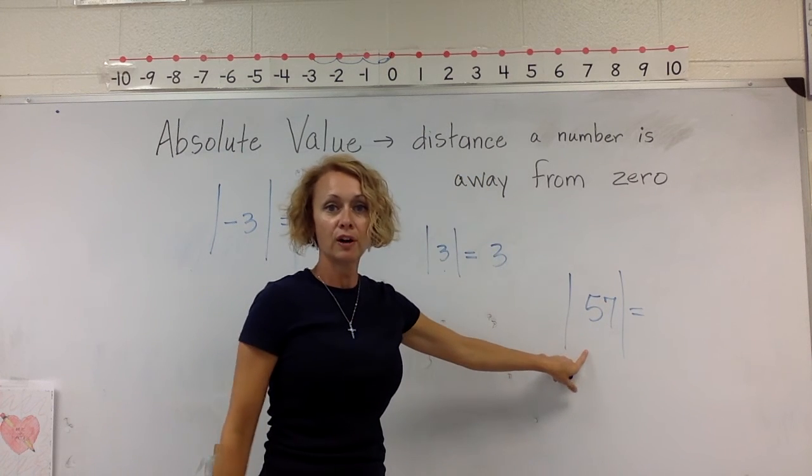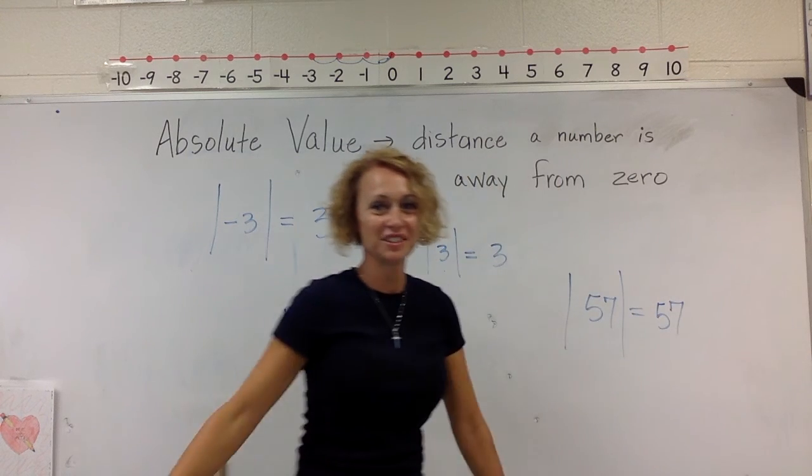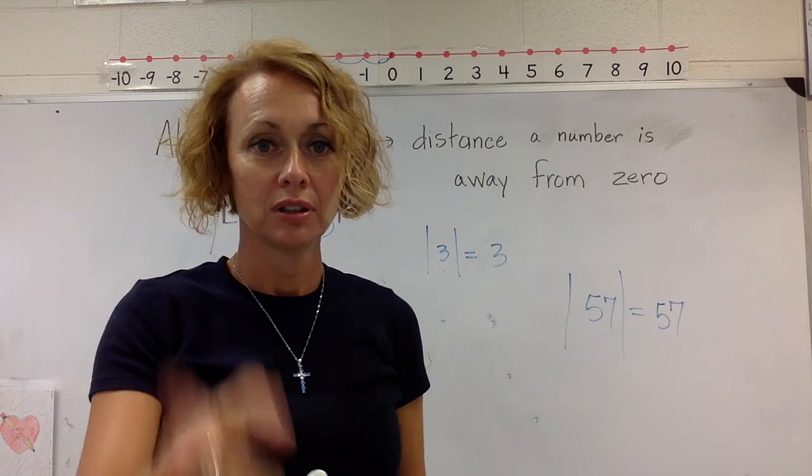That's saying, how far is 57 away from 0? Your answer simply would be 57. Absolute value, always positive.